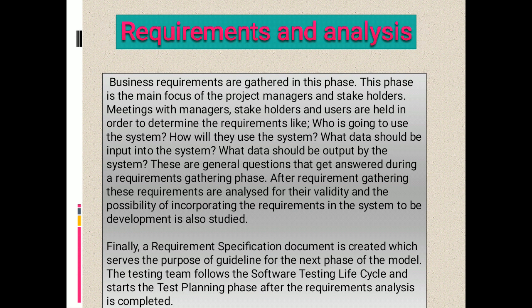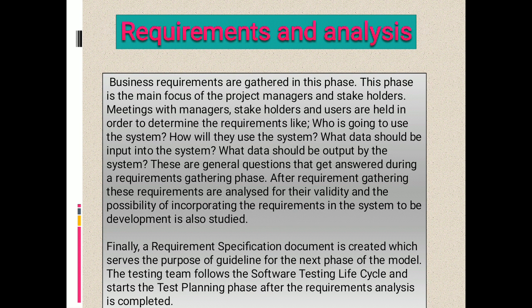In this phase, business requirements are gathered, and this phase is the main focus of project managers and stakeholders. Meeting with managers, stakeholders, and users are held in order to determine the requirements like who is going to use the system, how will they use the system, what data should be input into the system, what data should be output by the system. These are general questions that are answered during a requirements gathering phase.